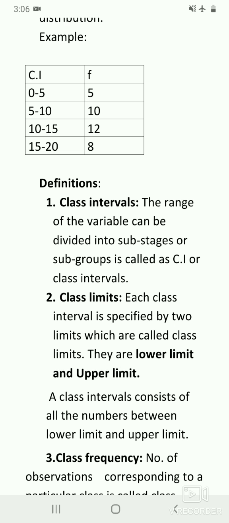Each class interval is specified by two limits which are called class limits. They are the lower limit and the upper limit. In the example 0 to 5, 0 is the lower limit and 5 is the upper limit. A class interval consists of all the numbers between the lower limit and the upper limit. For the class interval 0 to 5, it includes 1, 2, 3, 4. All these numbers are included in that interval.